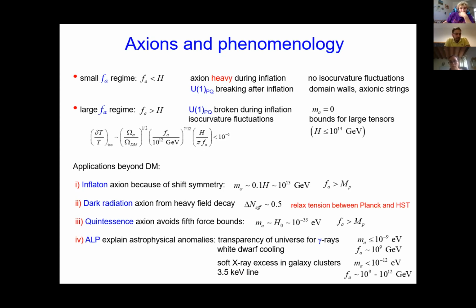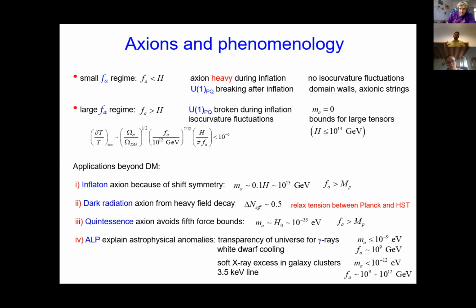Now, on top of applications to dark matter, axions are very interesting because they can be used for many other things. Probably this is not the main topic of this workshop, but let me just mention that they are interesting candidates for inflation because of their shift symmetry, but this pushes you towards quite large axion masses and decay constants. They can also be dark radiation. For example, if they are produced from the decay of heavy fields, in this case they are relativistic, and they contribute to the number of effective neutrinos, relaxing a bit the tension between Planck and the Hubble Space Telescope. They can behave as quintessence fields as well. And on top of that, axion-like particles can explain several astrophysical anomalies coming from the transparency of the universe for gamma rays, white dwarf cooling, the soft X-ray excess in galaxy clusters, the 3.5 keV line.